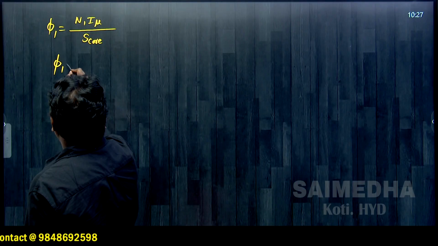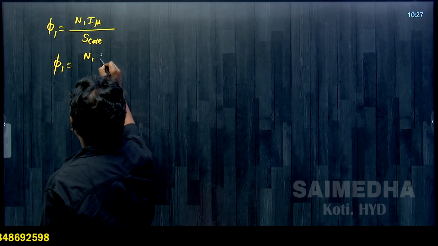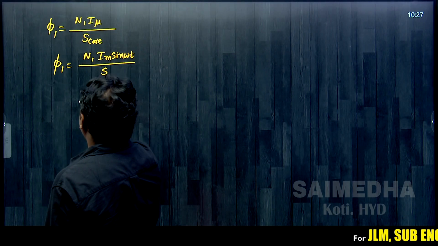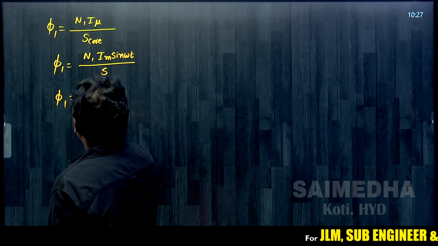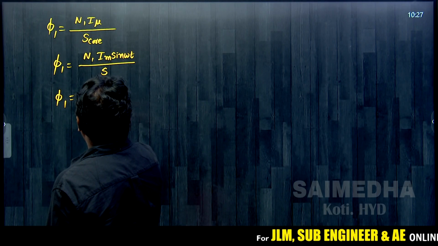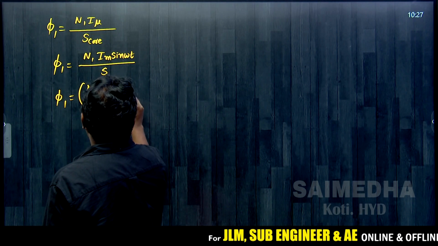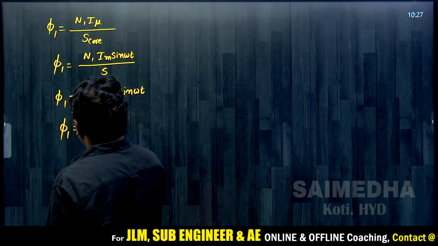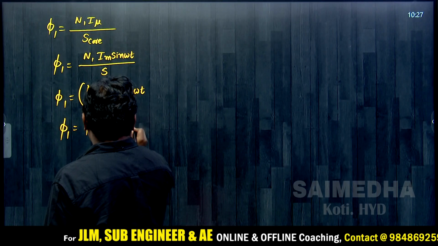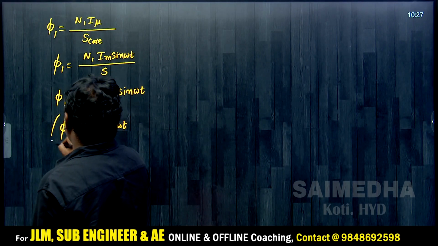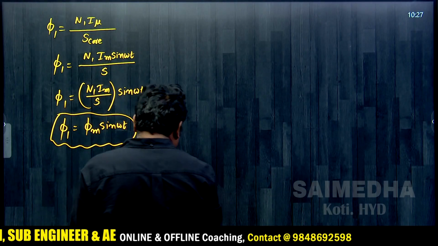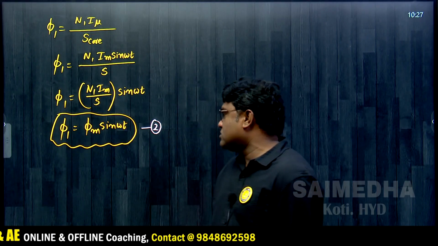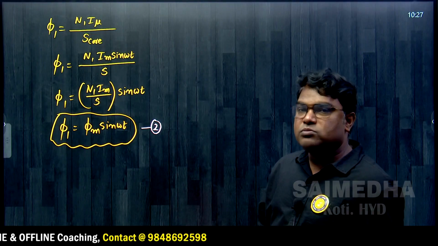So now phi 1 is equal to N1 times the magnetizing current Im sin omega t, divided by the reluctance of the core S. Therefore phi 1 is equal to N1 Im by S into sin omega t. Therefore phi 1 is equal to phi maximum sin omega t. So this is the flux produced in the primary winding of the transformer. Let us assume this is equation number 2: phi 1 is equal to phi maximum sin omega t.